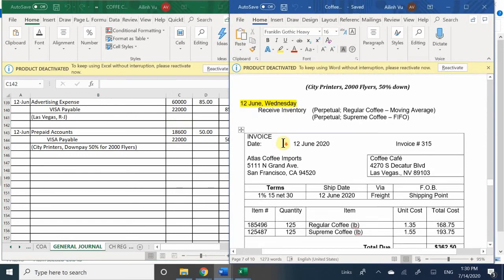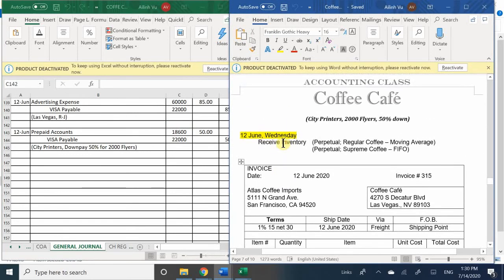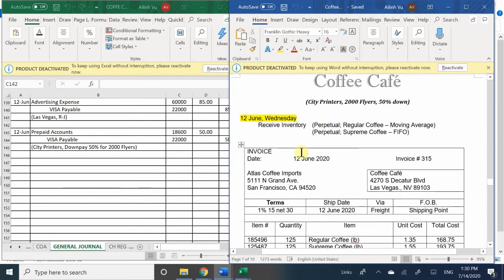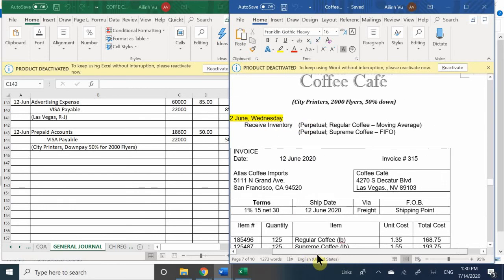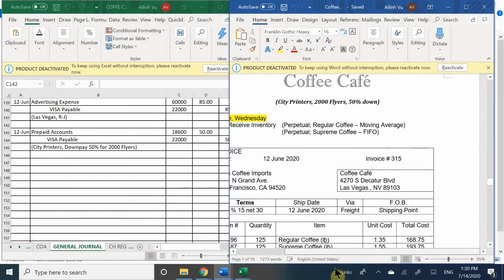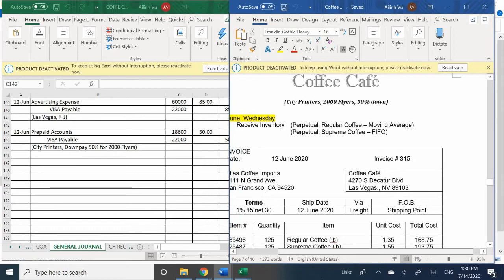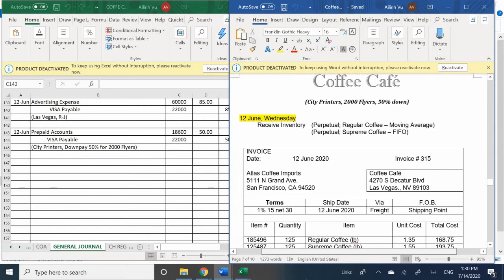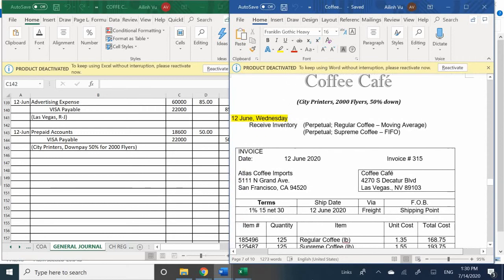Okay, so the next thing that we're going to be looking at is here. Continuing on Wednesday, we received inventory. Let's look at this carefully. We received regular coffee, and that's going to be moving average, and it's perpetual. And for Supreme Coffee, it's going to be perpetual and FIFO. So understanding that... say that again, David.